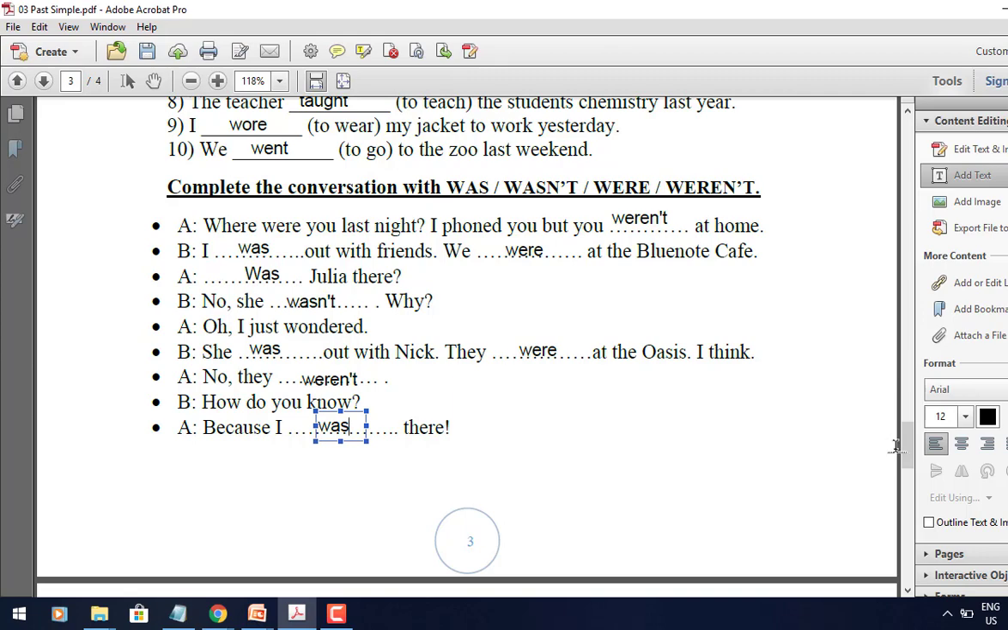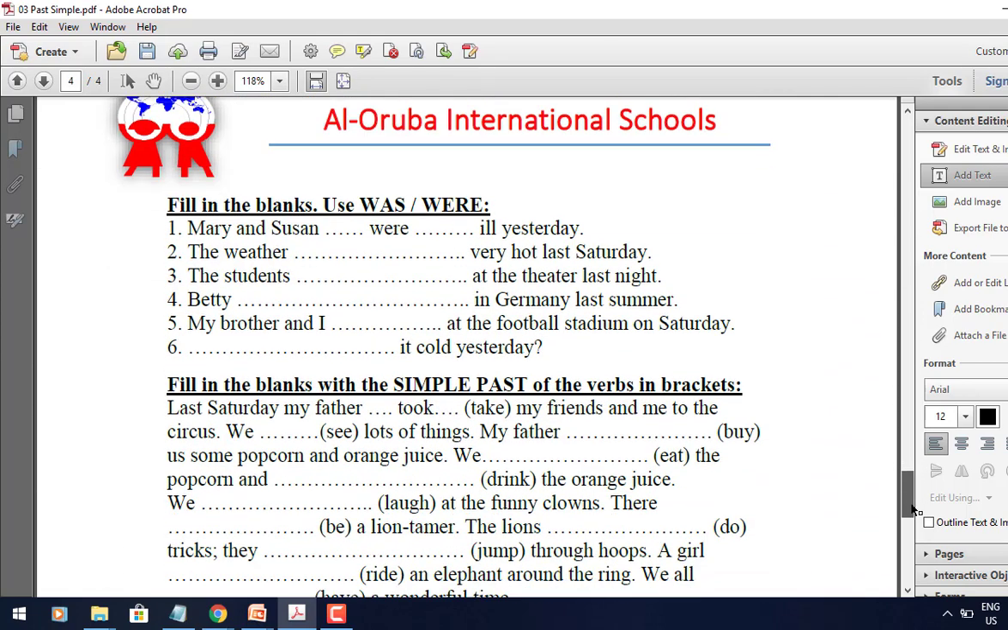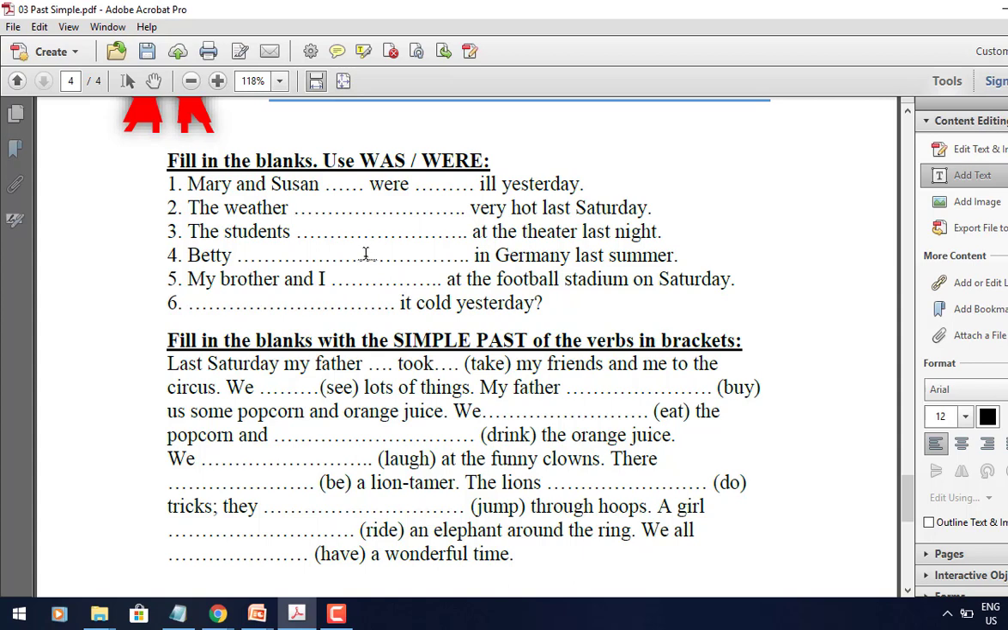Let's move on to the next page. Fill in the blanks, use was or were. According to the subject, if it is a singular noun or pronoun, we use was. If it is a plural noun or pronoun, we use were. Mary and Susan, here there are two, so they are plural. So we use were. Mary and Susan were ill yesterday.